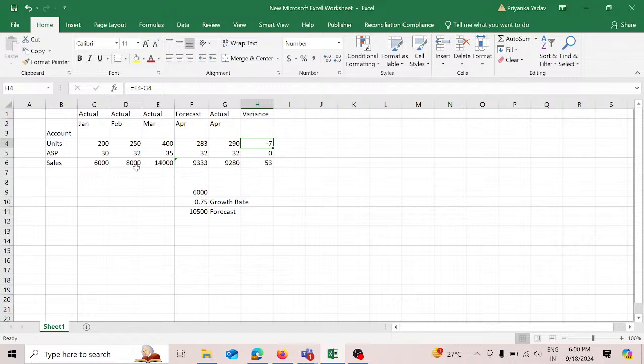So that way, just by seeing the form, we would have understood that the actual figures are more than the forecast, and the sales growth is satisfactory.